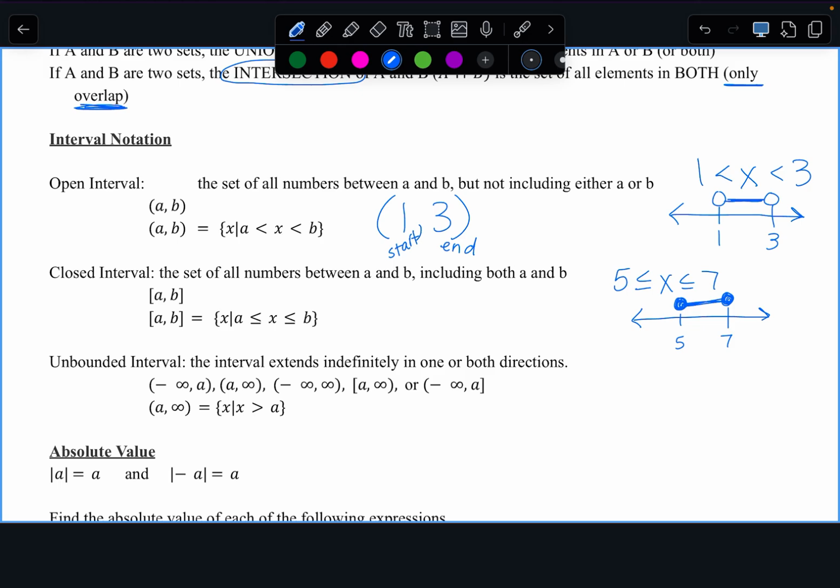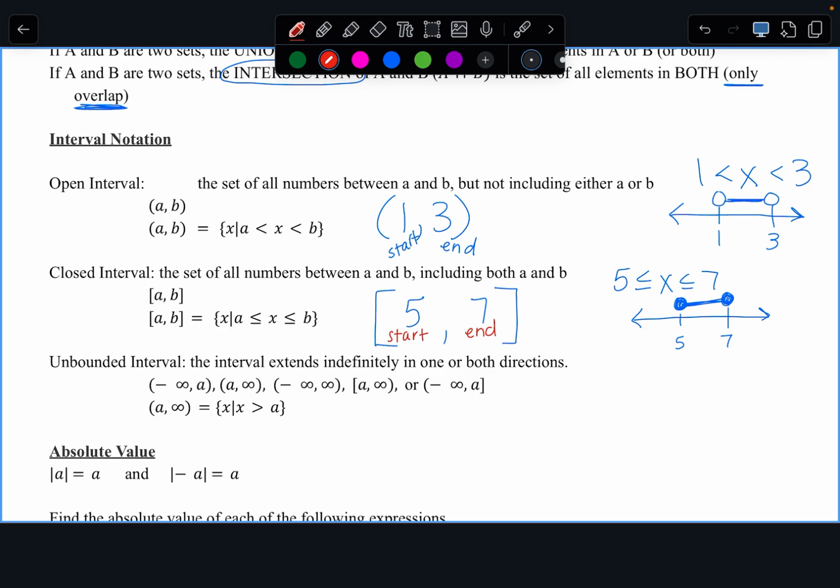This is saying a bracket tells me it's allowed to equal. Bracket means can equal. It's closed. And this is going from 5 to 7. So again, 5 is the start, 7 is the end, and the brackets include those numbers.